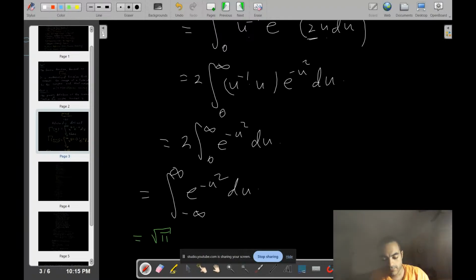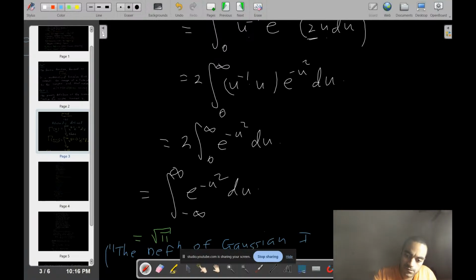If you want to look at the verification, I have another video on the gamma function where I talk about the pure derivation of it using polar coordinate transformations and double integrals. So this is automatically root pi. I'm just going to say this is by the definition. The justification here is the definition of the Gaussian integral.